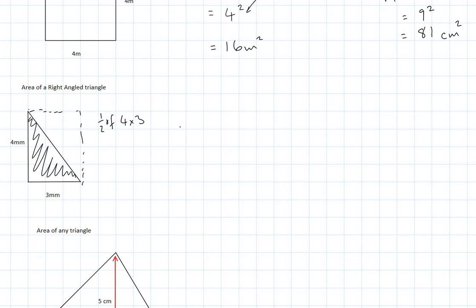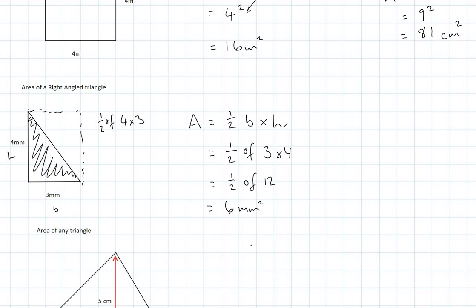So how I would write that as a formula, or how everyone writes that as a formula, is the area is half the base times the height, where you've got the base at the bottom and the height going up the side. So you've got half of 3 times 4. So 3 times 4 is 12, so that's going to be half of 12, which is 6 millimetres in this case, squared.